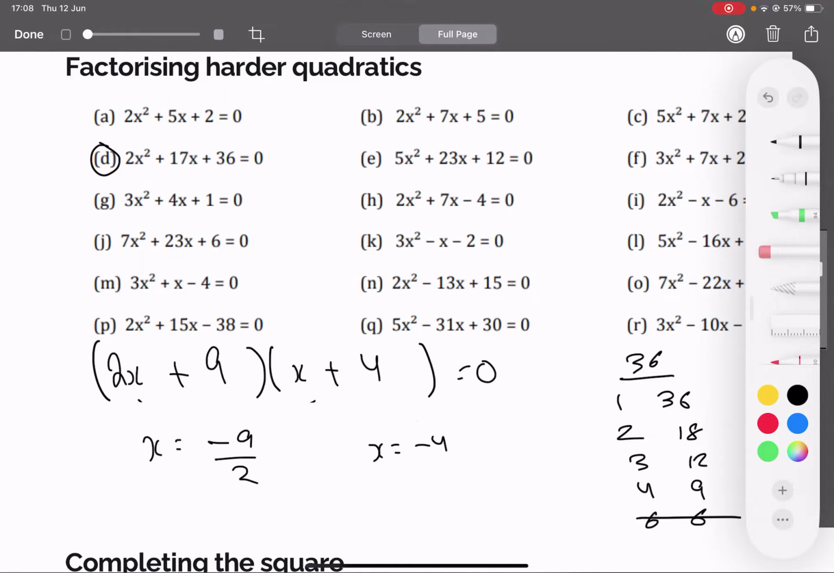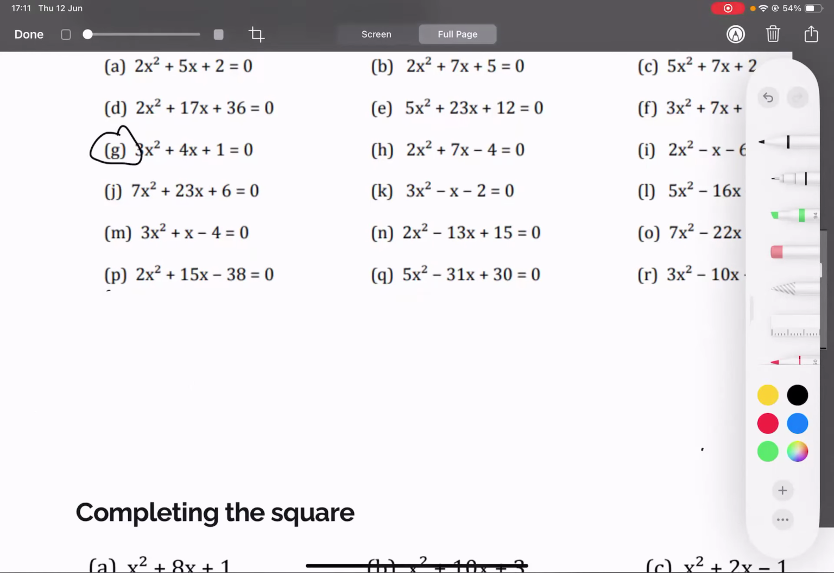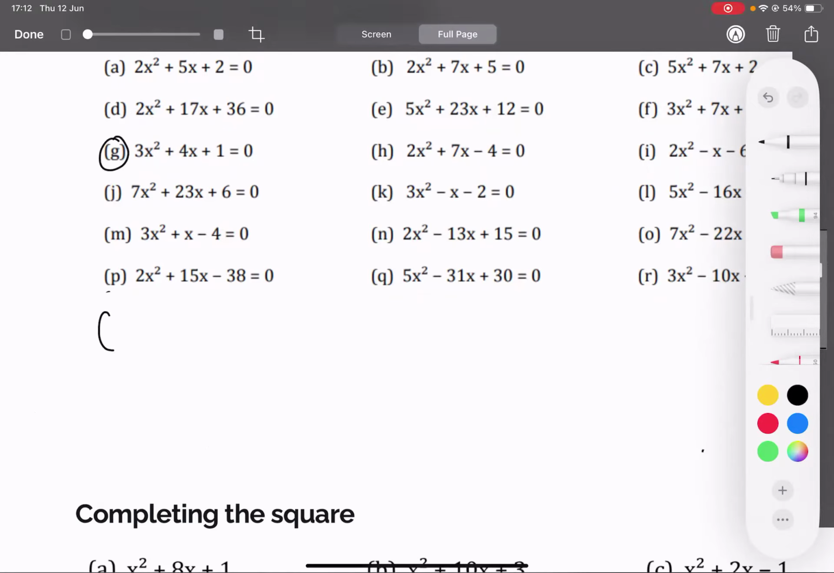It's just about practicing a few of them. Yeah, I'm gonna let you try one. Can you try G? So for this one, as you said, we're going to do 3x and x because they expand to make 3x squared. And the only factors of 1 are 1 and 1. So we're definitely going to put 1 and 1 here. That was actually a really easy one. Then you expand and double check.